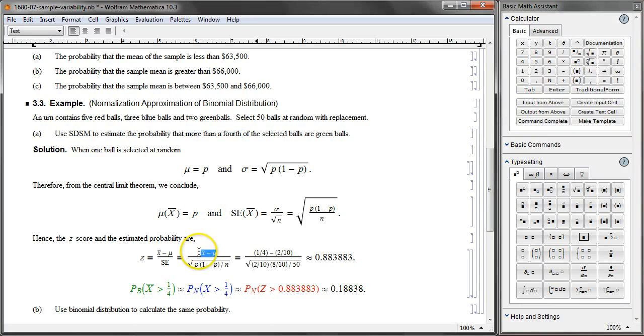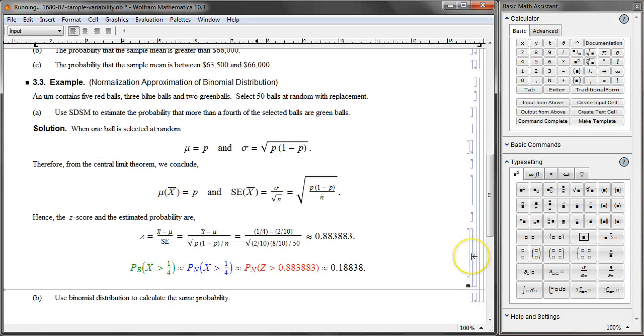So x minus mu will be 1/4 minus the expected value. There are 2 green balls out of a total of 10, so 2/10. So we get 1/4 minus 2/10, as you see over here. The denominator will be the standard error, square root of p(1 minus p) over n, and that's going to be 2/10 times 1 minus that, 8/10, divided by 50. Calculating everything using your calculator, you're going to get 0.88 something. That computation is not difficult.